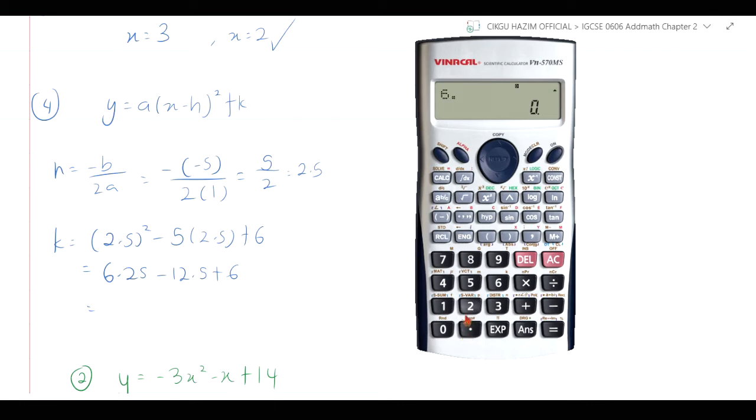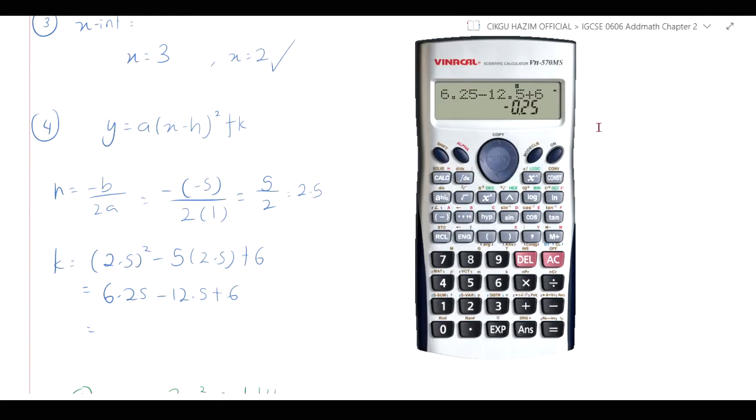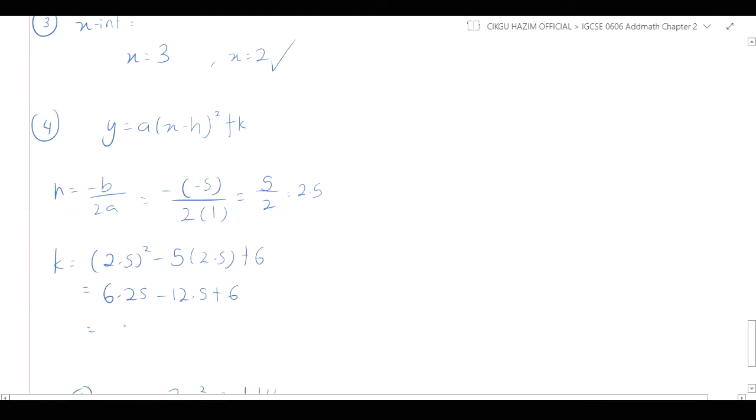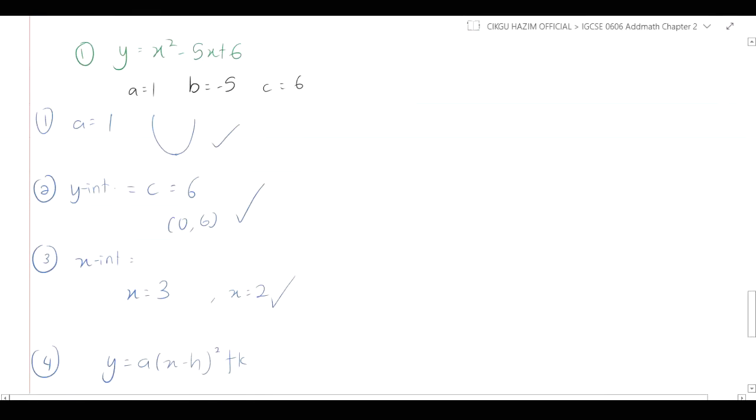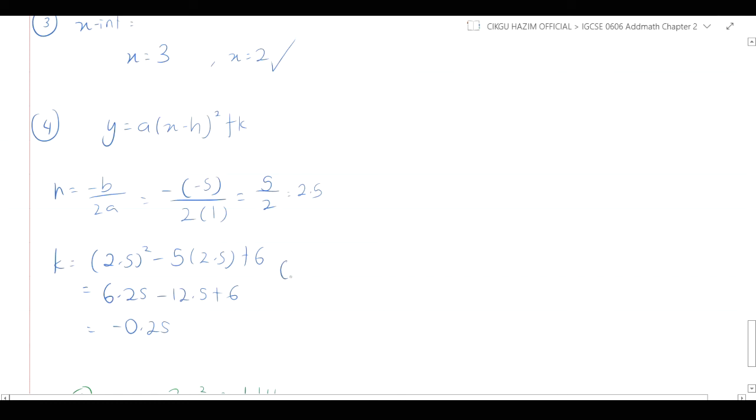I always forget about that. 6.25 minus 12.5 and then plus 6. What did you get here? What you're going to get is -0.25. Then we have everything. We already have the coordinate of the minimum point. Why is it minimum? Because it's smiling here. The coordinate is going to be 2.5 and negative 0.25.